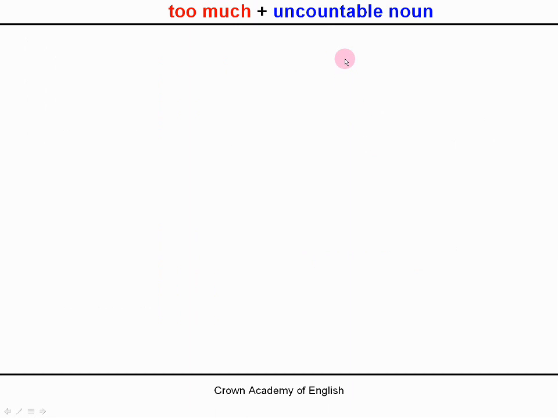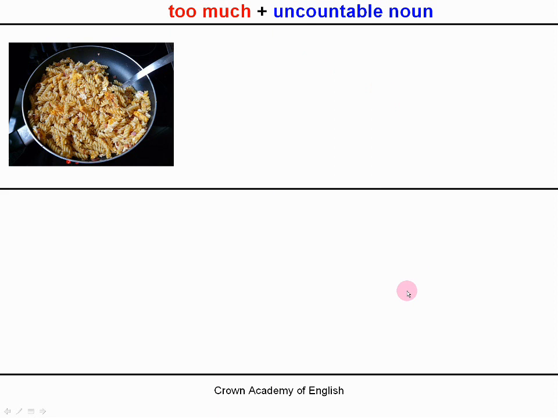If the noun is an uncountable noun, then we must use too much. So we always write too much before an uncountable noun, not too many. Example: I have cooked too much pasta. This means I have cooked an excessive amount of pasta.